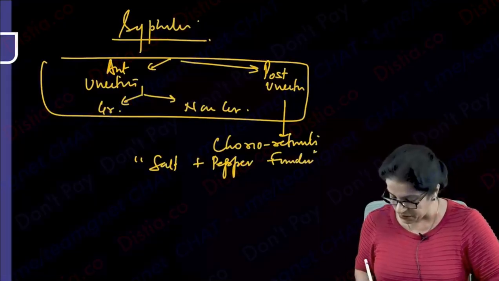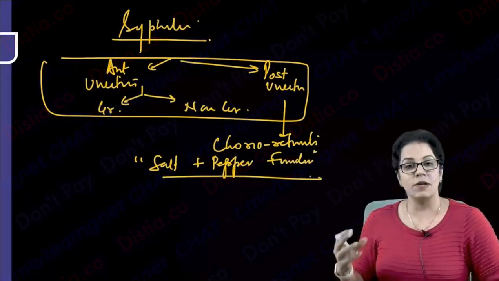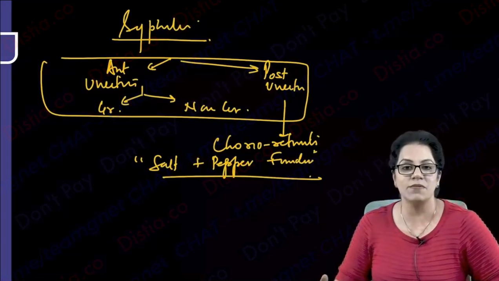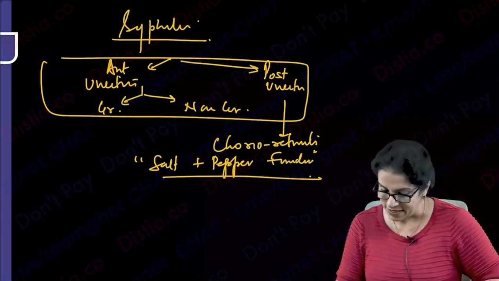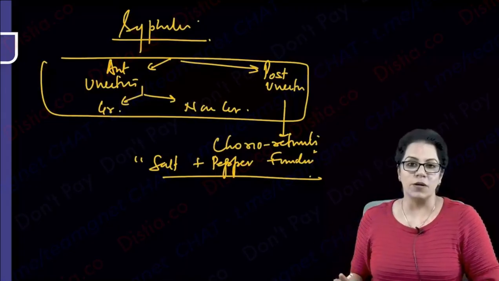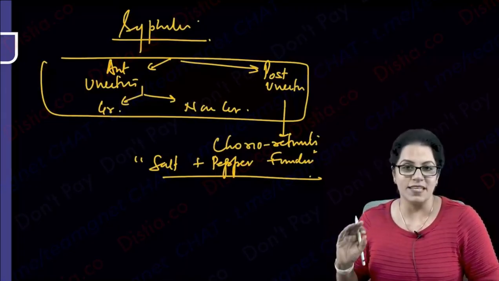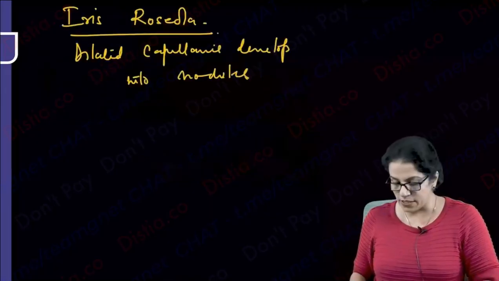Right? If it is diffuse, it is salt and pepper fundus. It can be localized choroiditis also, but if it is diffuse, it's a salt and pepper fundus. Okay, so that was about your syphilis. These are the important points. That's it. Next was leprosy.